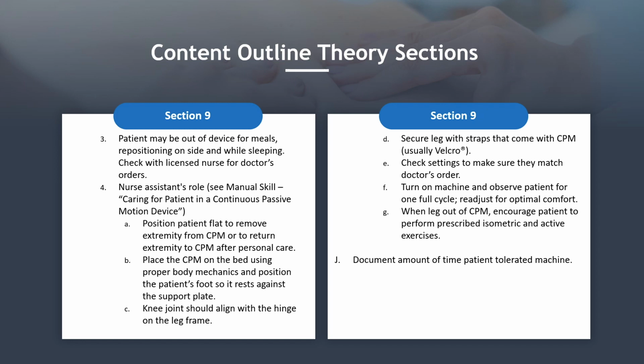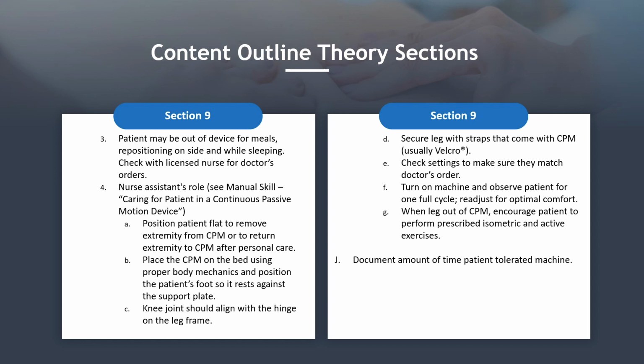Position the patient flat to remove the extremity from the CPM, or to return the extremity to the CPM after personal care. Place the CPM on the bed using proper body mechanics and position the patient's foot so that it rests against the support plate. The knee joint should align with the hinge on the leg frame. Secure the leg with straps that come with the CPM, usually Velcro. Check settings to make sure they match the doctor's order.